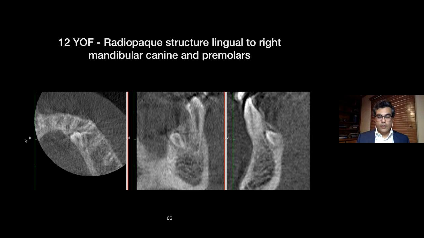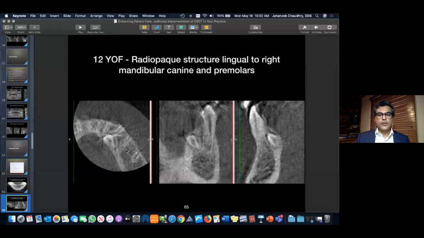Let me go back. I don't think you can see my cursor, but the image on the left side, the axial view. Let me just exit the full screen view. I'll come back to it because otherwise you won't be able to see. So here, this is the larger impacted tooth, and then there's a second tooth here as well, which we could not really possibly see in any of the conventional imaging modalities.